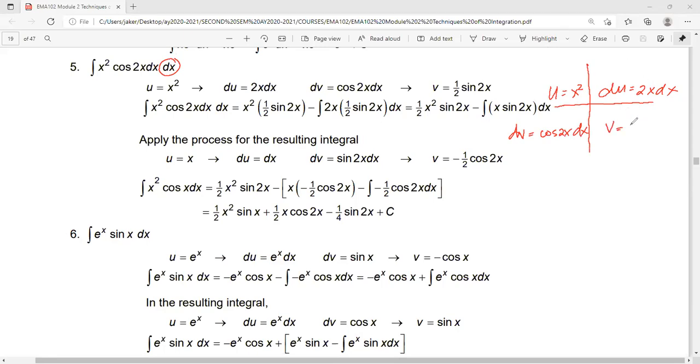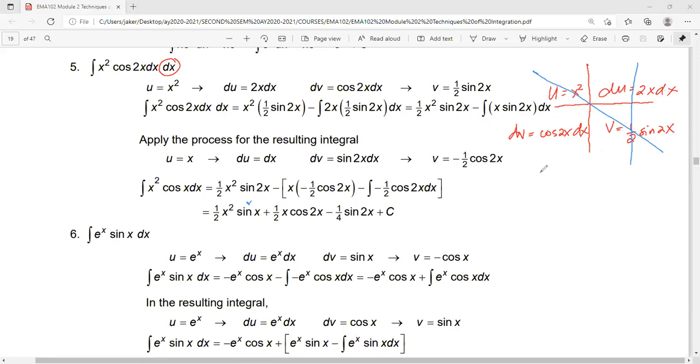v is 1/2 sine of 2x. The integral of the cosine is the sine. We need to place 1/2 because of this 2 in here. Okay? And then what do we do? Cross and drop. So you have 1/2 x squared sine of 2x. You see it here. And then 2x multiplied to 1/2 sine of 2x will cancel the 2. So that will give you an integral.